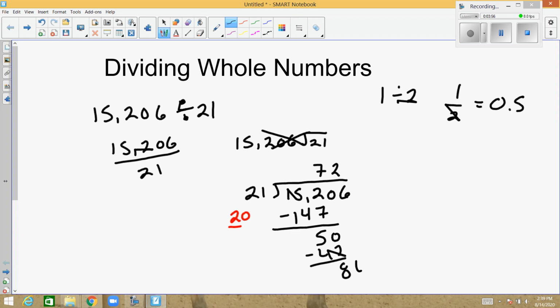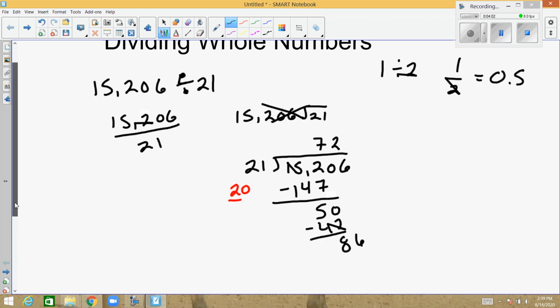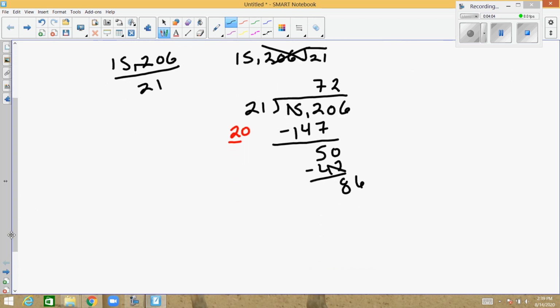Drop the next digit, which is 6. I'm going to come over here real quick. Drop this just a little bit down so you can see. I'm going to take this 2, goes into 86 4 times, so 4 comes up here. 4 groups of 21 is 84. Now, I get a remainder of 2, nothing else to drop.